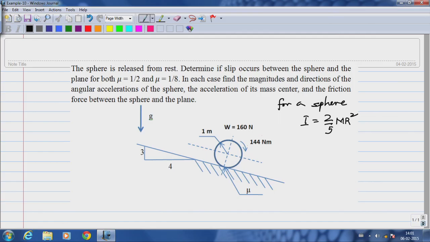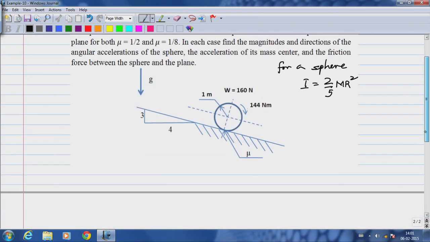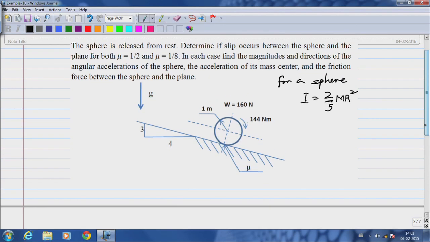We are going to look at another example problem here. This one relates to the introduction of friction. Okay. So, let us look at the problem.